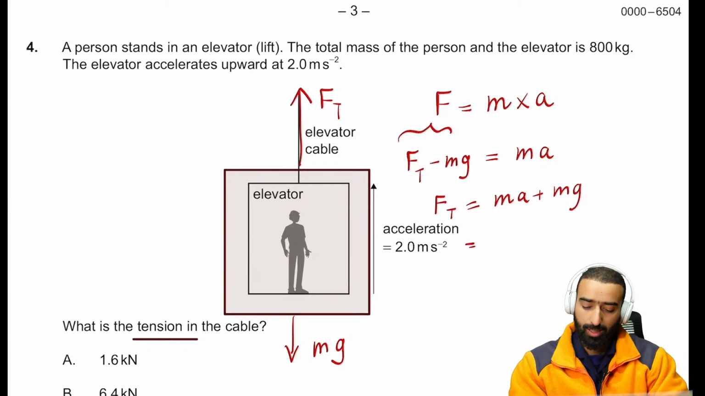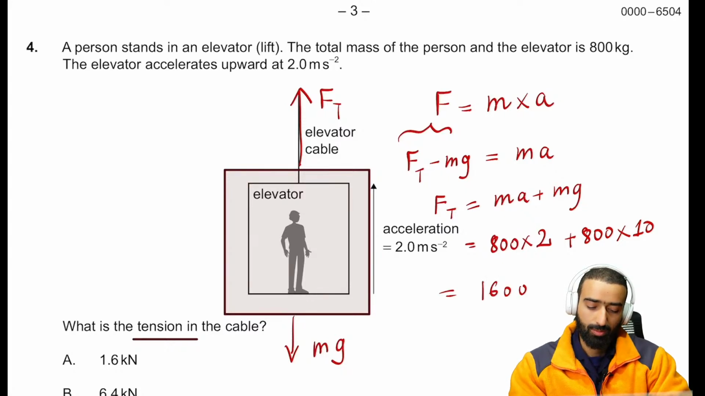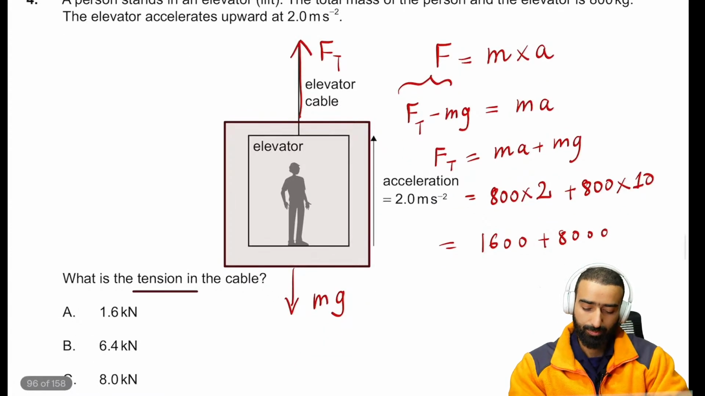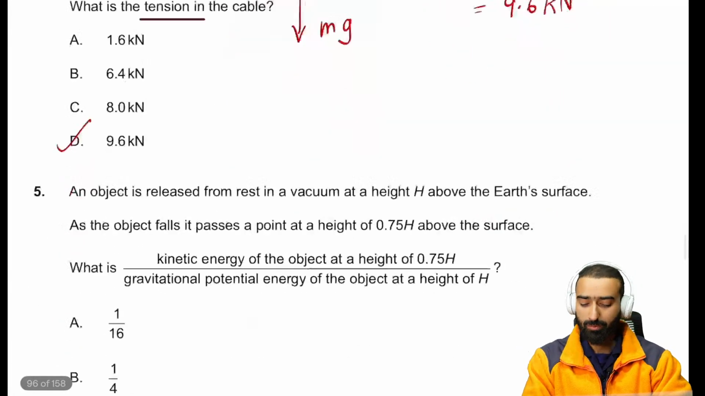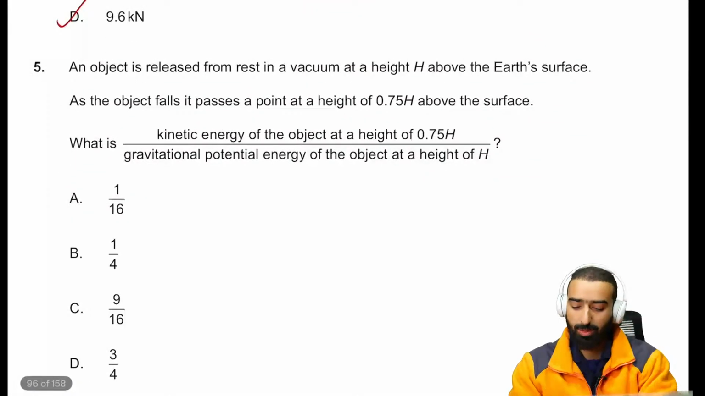So we get ma: mass is 800, acceleration is 2, and then I do m times g. That's about 9.8, so let's keep that as 10. This gives us a value of 1600 plus 8000. So that's a value of 9.6 kilonewton. So we'll choose option D. All right, let's move to the next part.